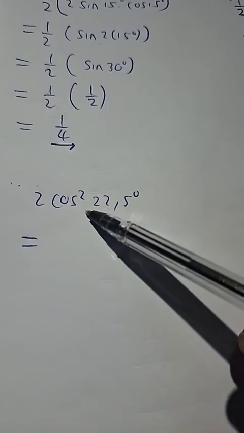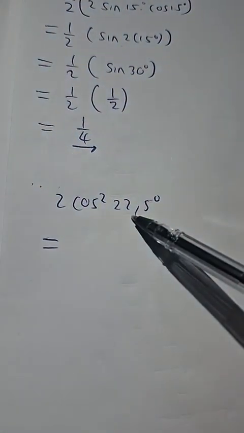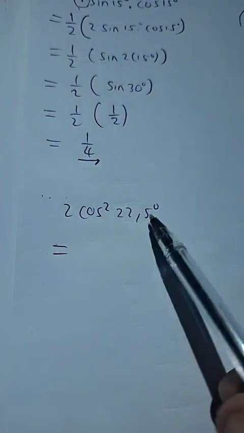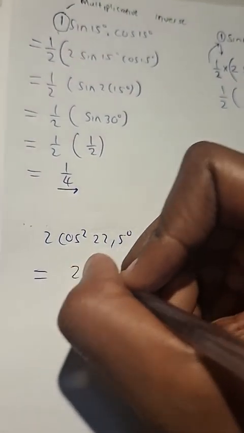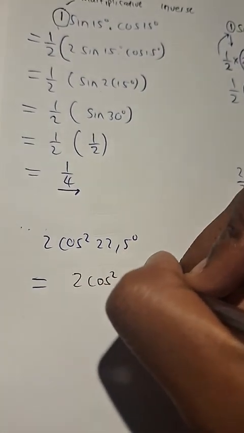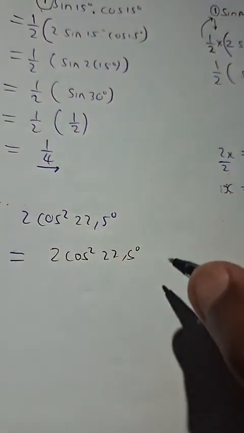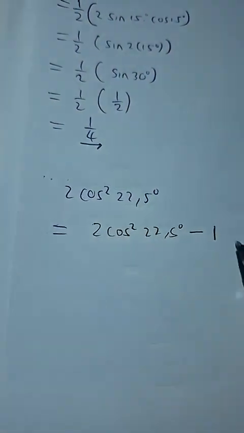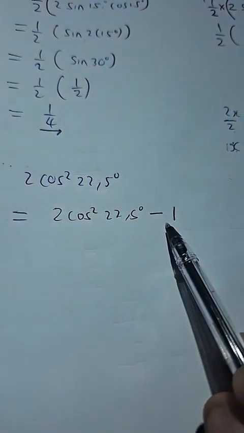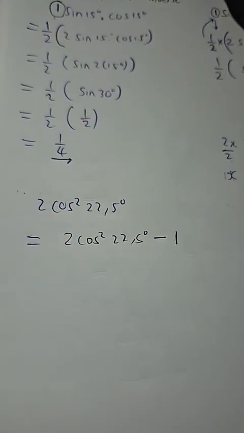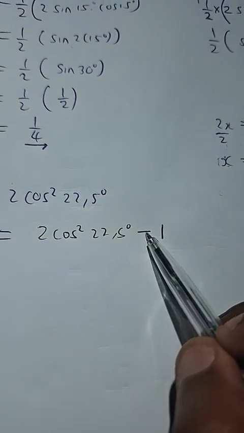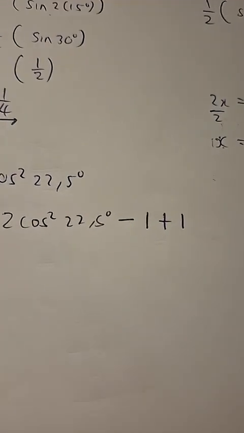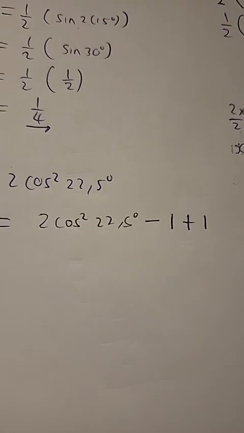So it then stands to reason that if I look at this, I see 2 cos squared 22.5 degrees. If only it was followed by -1, then I would basically know that this is the double angle. But the thing is, I don't have -1. So what I do, guys, is I'm going to say -1 and I'm going to say +1 as well. What? Hey, sir, what did you just do?